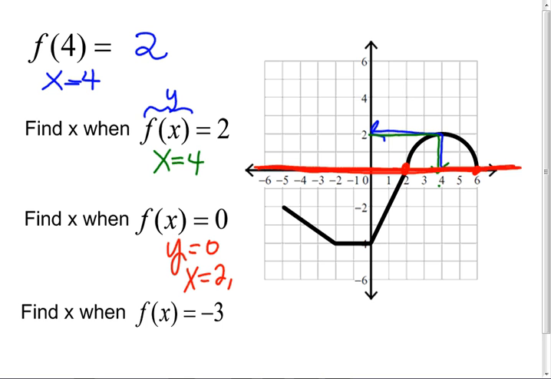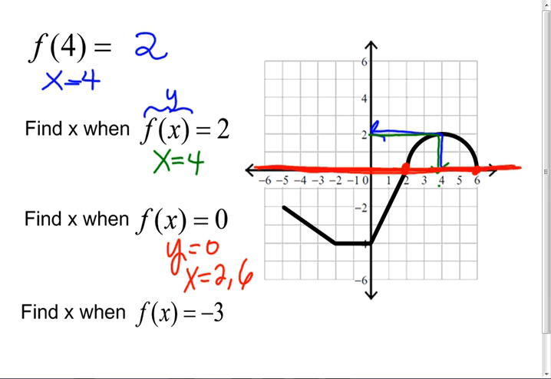Matt, do you understand this? Then you need to pay attention. y is 0. What's the y value is 0 is on the x-axis, 2, and then you have 6. Okay? What about the y value is -3?